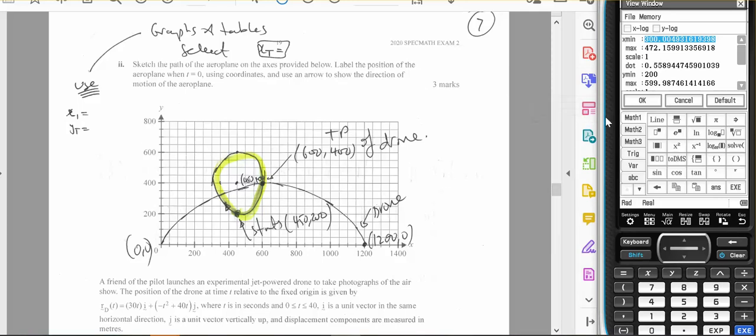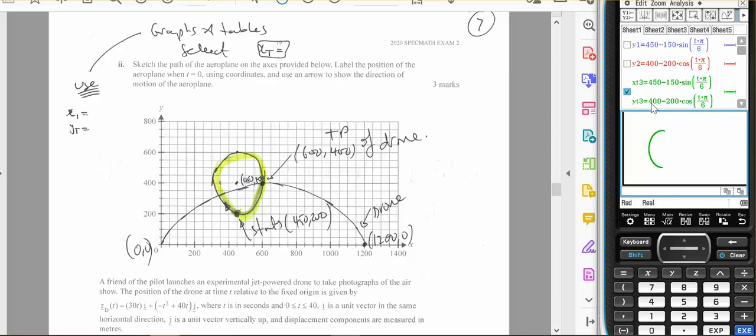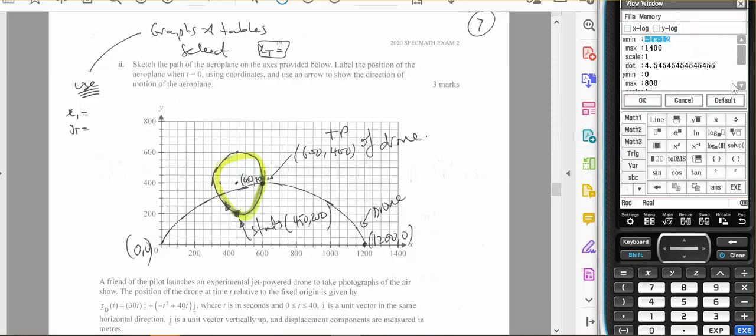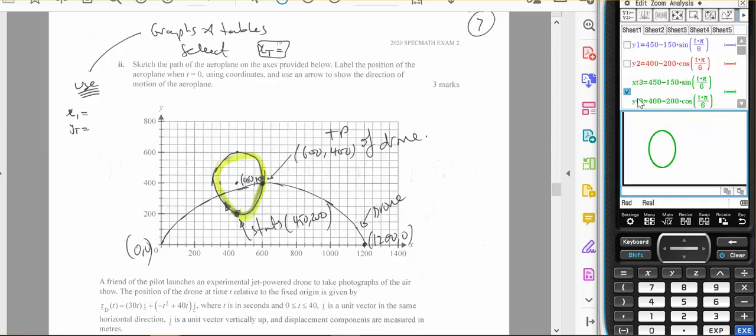So my x's go from 0 to 1400, and my y's go from 0 to 800. And there's the drawing. It didn't draw at all because if I go into my window, I need to increase my t to go more than 2 pi. So I might go to 4 pi. And now when it draws it all.